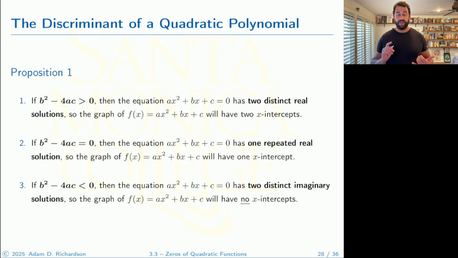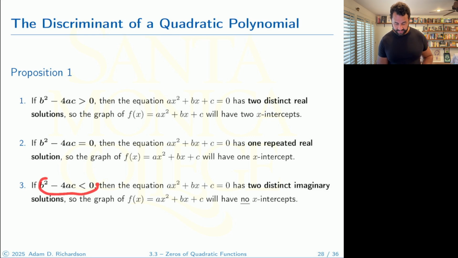If the discriminant is positive, then your equation will have two distinct real solutions. Positive discriminant means you've got two distinct real solutions. We'll see why in a moment. If your discriminant is equal to zero, then you will have one repeated real solution. So if that thing zeroes out, you're going to have one solution. It's going to be real and it's going to be repeated.